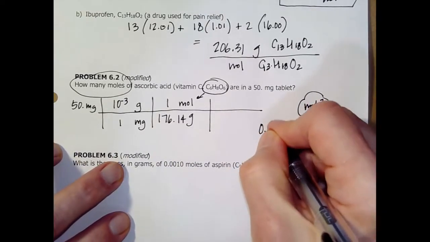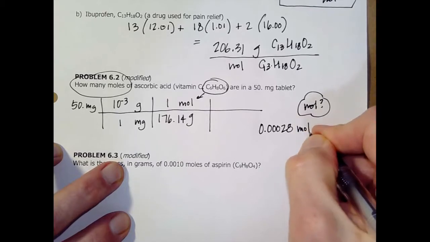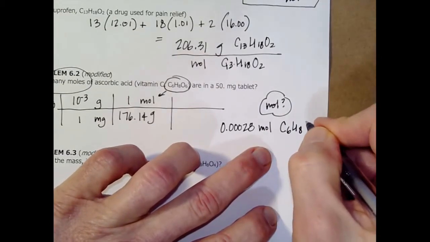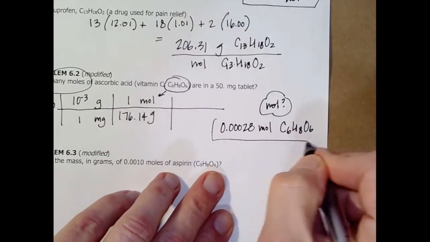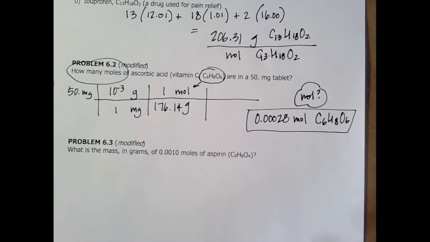I get 0.00028 moles of C6H8O6. All right, 6.7.